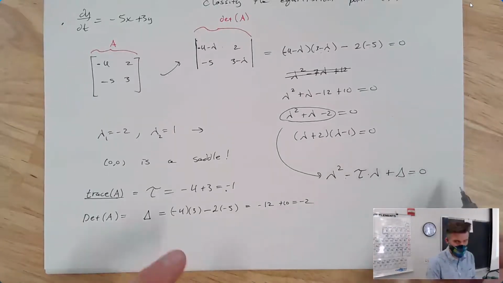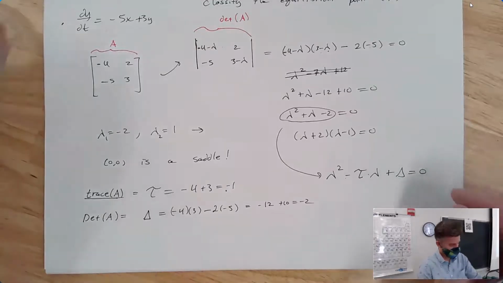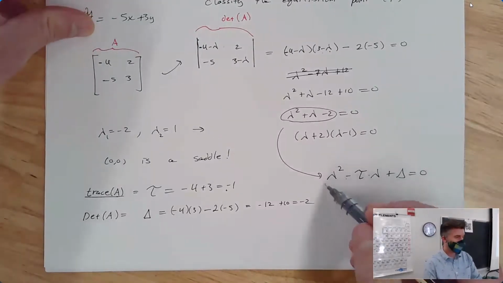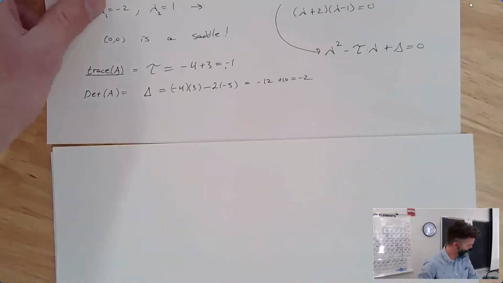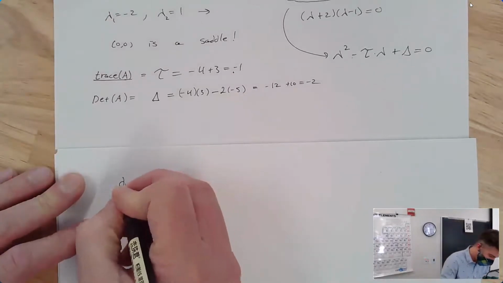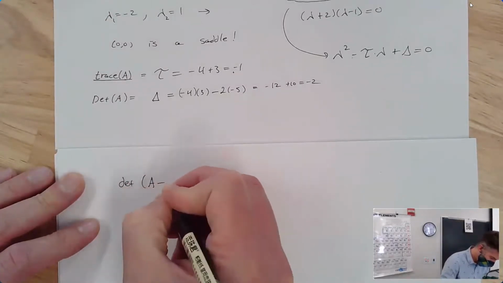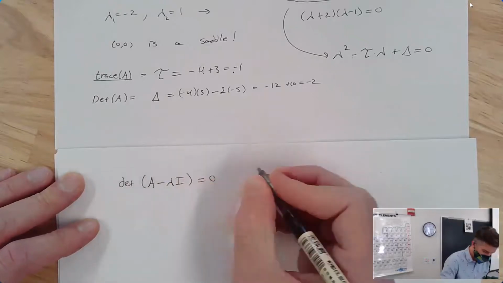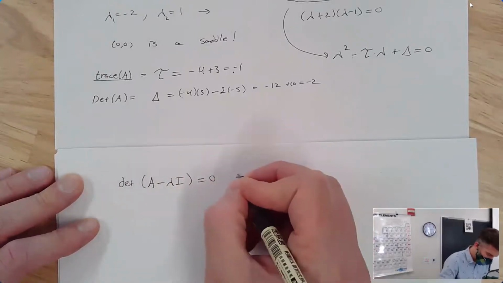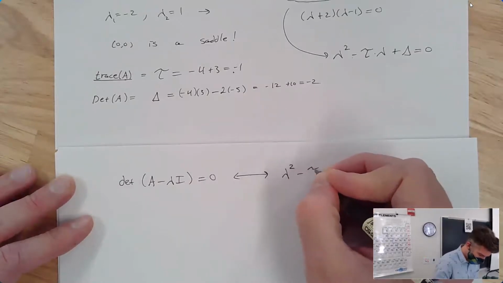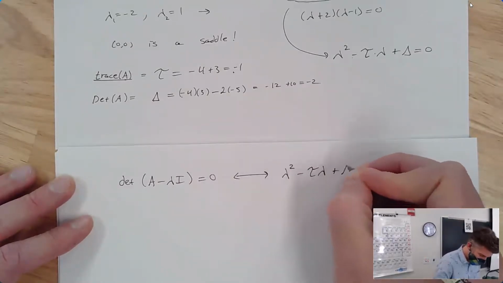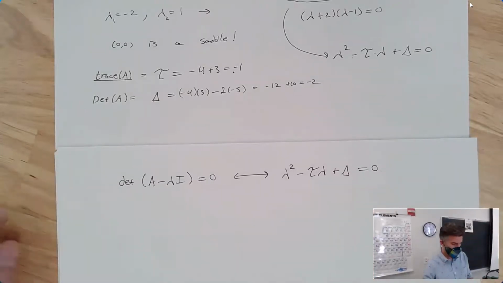Why is this useful? Well, this is always what we're going to get when we find the determinant of A minus lambda I. So I'm going to say this again in more words. The determinant of A minus lambda I equal to 0 always becomes the equation lambda squared minus the trace times lambda plus the determinant equal to 0. Those are literally the same equation. I know they look very different, but they're literally the same.